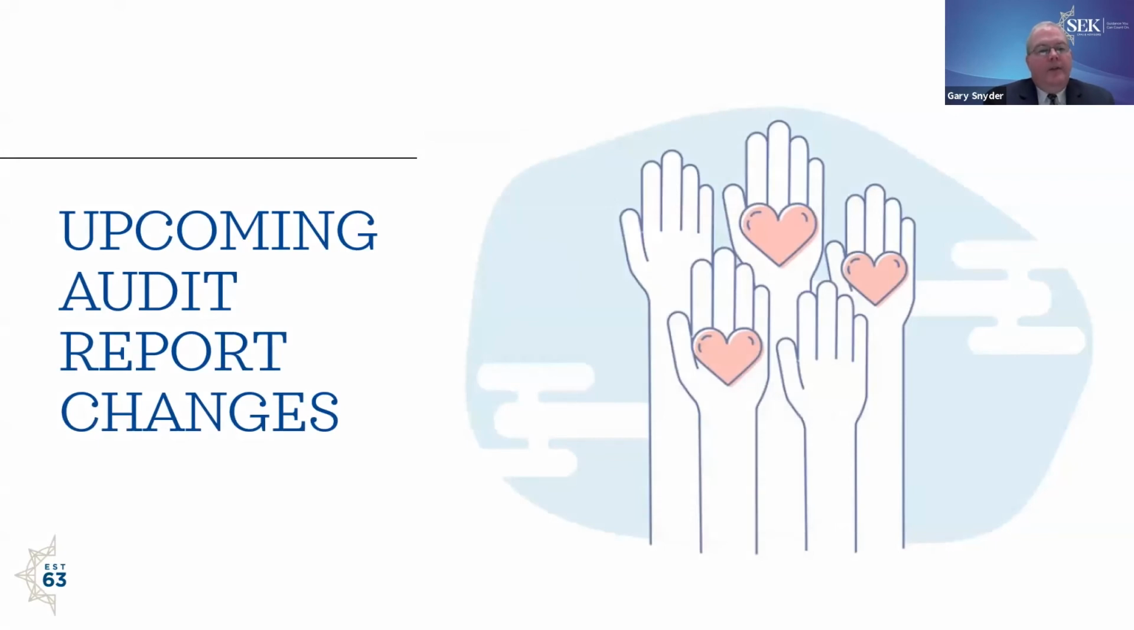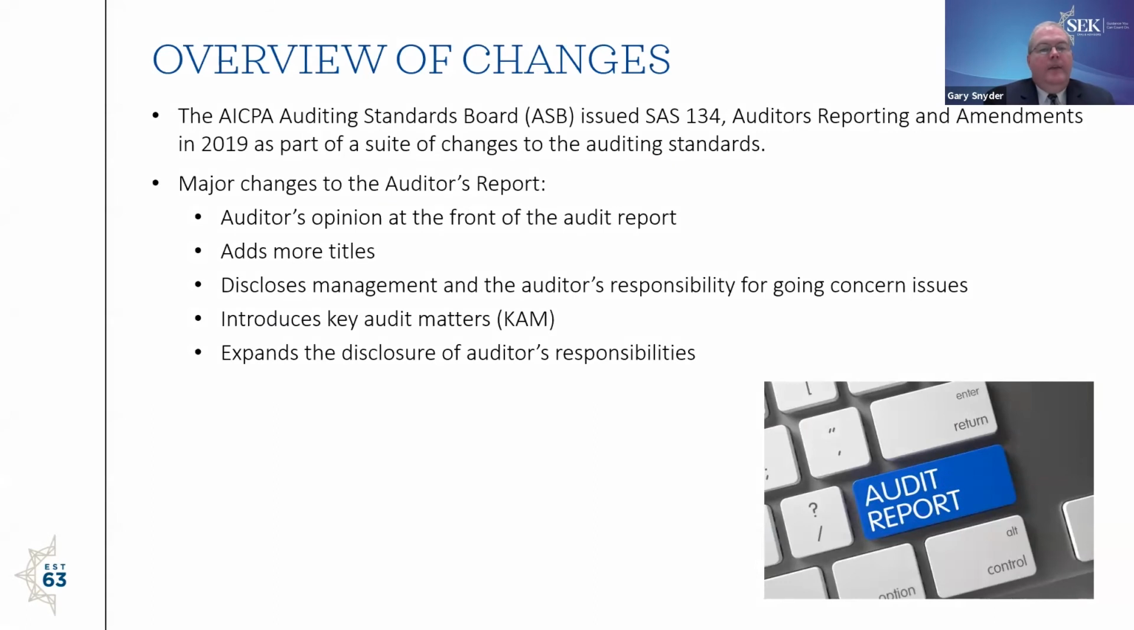So the next topic then is upcoming accounting audit report changes. And the AICPA Auditing Standards Board in 2019 came out with a suite of changes to the auditing standards, which included SAS 134, auditor's reporting, and amendments. So this standard basically changes significantly the composition of the audit report, the titles, and how it's structured. And this was the first major change in several years.